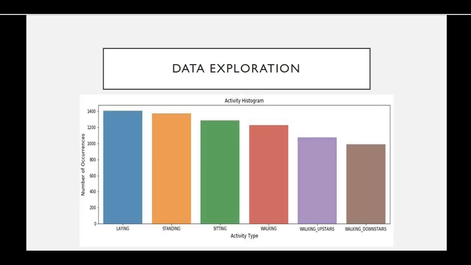Here is a histogram of our activity based on the classes. For example, the most data we have is for the laying activity, which is almost 1400 rows of data.